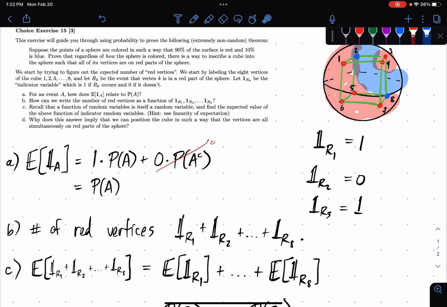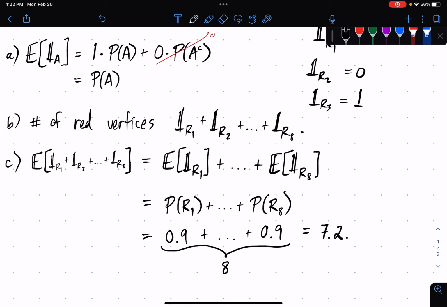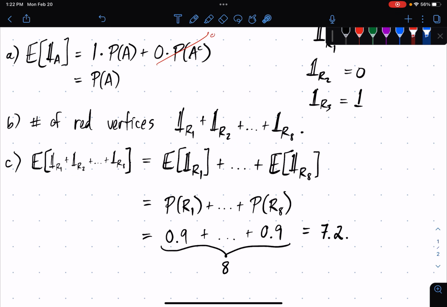So what's the probability that a given vertex is in a red part? Well, it's equally likely to be anywhere, and 90% of the surface is red. So this is going to be equal to 0.9 plus 0.9, and there's 8 of these. And so this is going to be 7.2. Okay? And this maybe feels weird. Again, these events are not independent, but we use this linearity of expectation trick to compute the thing. So we sort of got to treat them almost like they are, even though they're not.